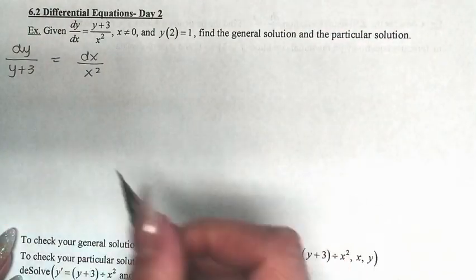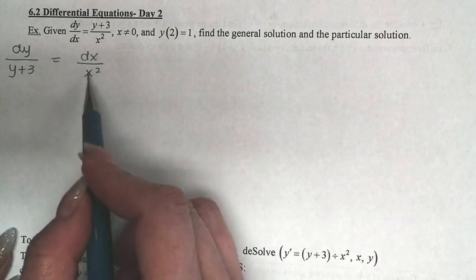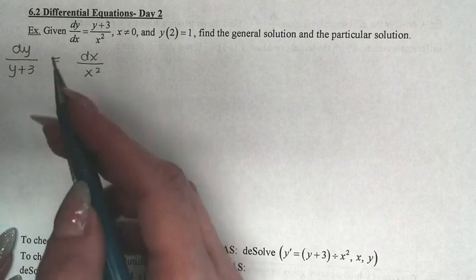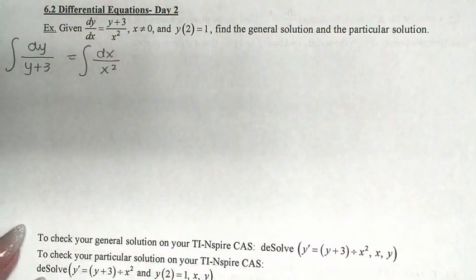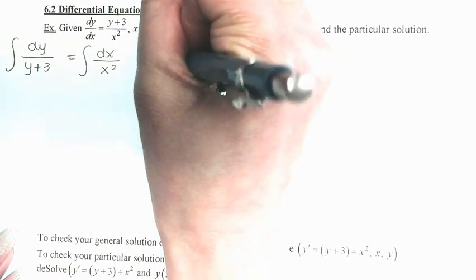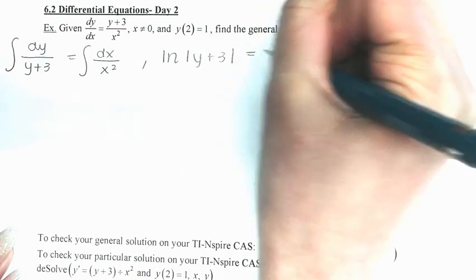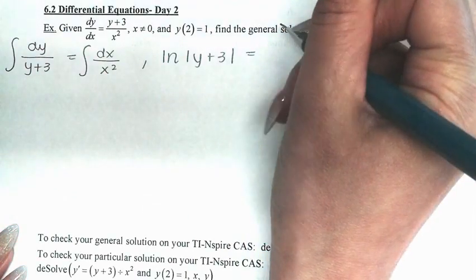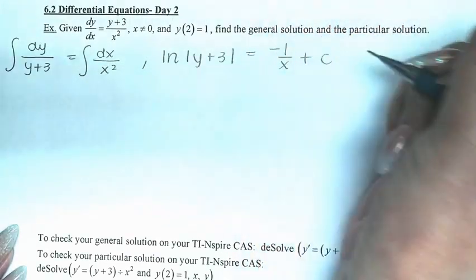Now you ask yourself, are all the y's here? Yes. Are all the x's here? Yes. So you separate variables and we can integrate. You integrate this side and this side, okay? The integral of this is going to be the natural log of the absolute value of y + 3. And on the other side, you have the integral of dx divided by x², which is going to be equal to negative 1 over x plus c, okay?